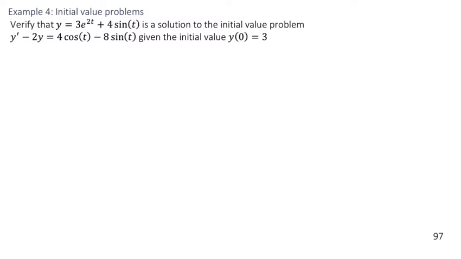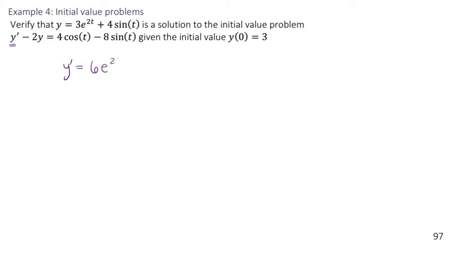So let's start by finding y prime. Y prime is equal to 3 times 2 e to the 2t. That's because we need to use the chain rule, and the derivative of e to the 2t is e to the 2t times 2. So we end up with 6 e to the 2t plus 4 cosine of t.